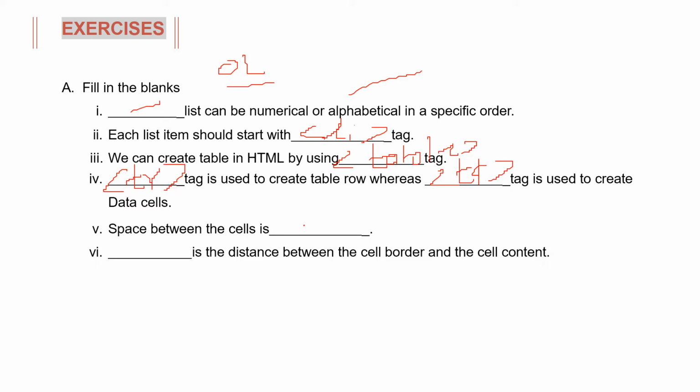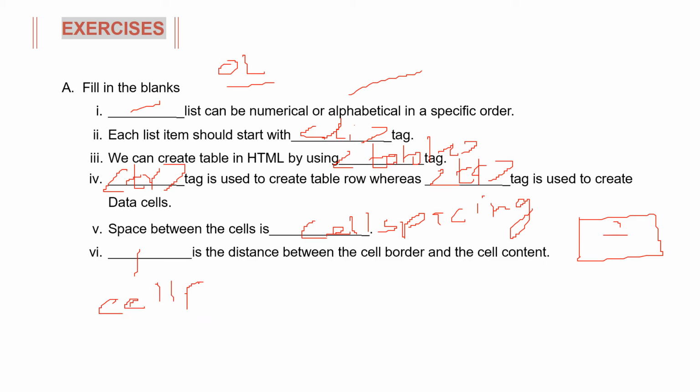Space between cells is cell spacing. Dash is the distance between cell border and the cell content. So if this is the cell border, this is the content. What is the space? Dash is called the cell padding. This is called the cell padding.